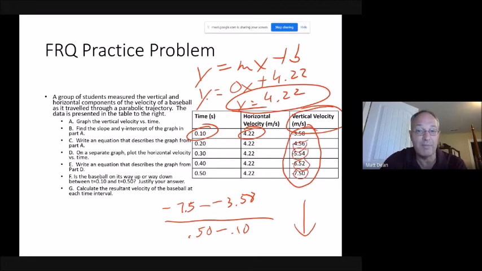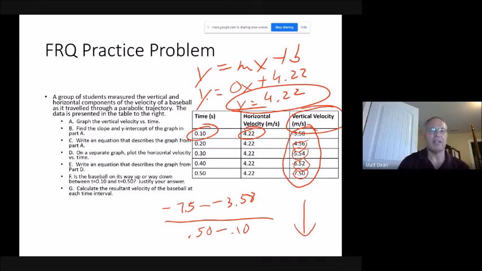That means they're accelerating. So we have a negative velocity and a negative acceleration. The speed is increasing. The answer here: it's on its way down, and we know that because the vertical velocity has a negative sign. That's our justification. The vertical velocity has a negative sign.